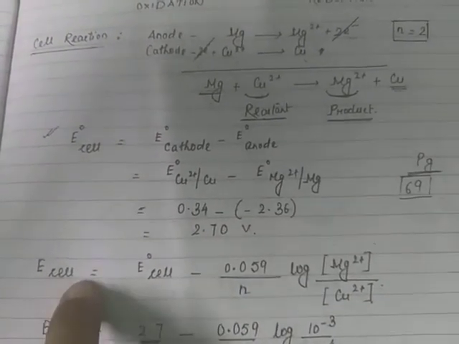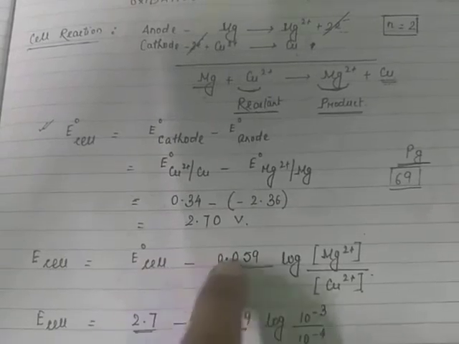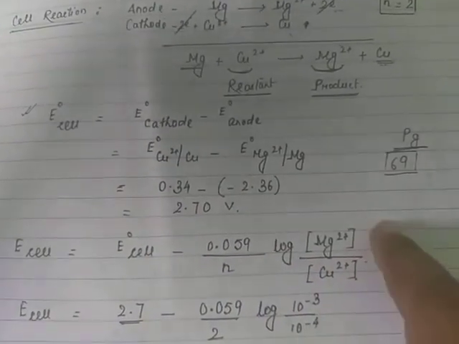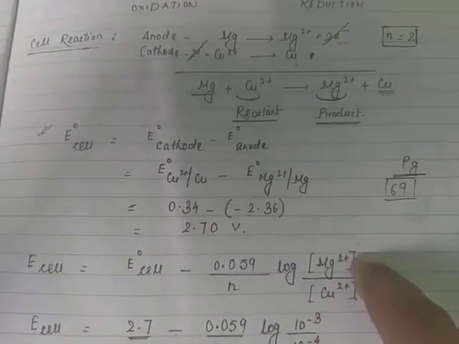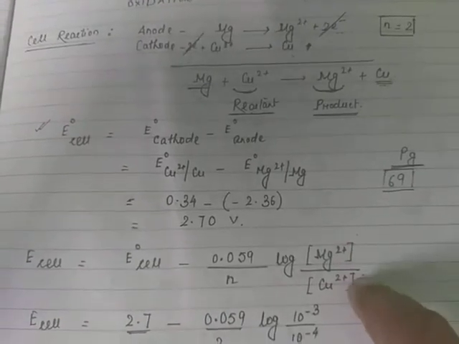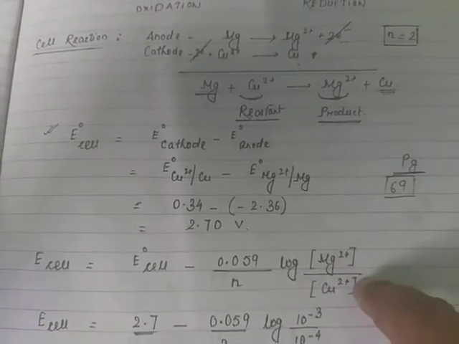Substituting the values, E cell is equal to E naught cell minus the Nernst equation term. Now while writing the Nernst equation, do write it in the form of reactant and product, and of course the number of moles.